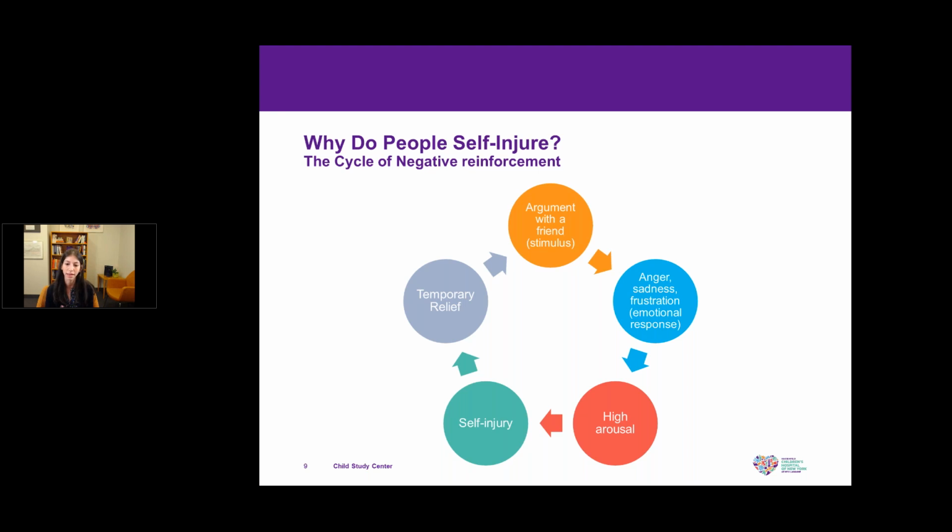Here I have emotions like anger, sadness, frustration, or shame. Often that leads to high arousal in these teens, so they experience a heightened emotional response. Many describe it as overwhelming emotion. That can lead to them engaging in the self-injury to try to lower that emotional intensity. As a result of the self-injury, they experience temporary relief. We know that it doesn't last long, but that temporary relief, that sense of getting a little bit of that distress down, can be really reinforcing. And so that's part of what keeps that cycle going.